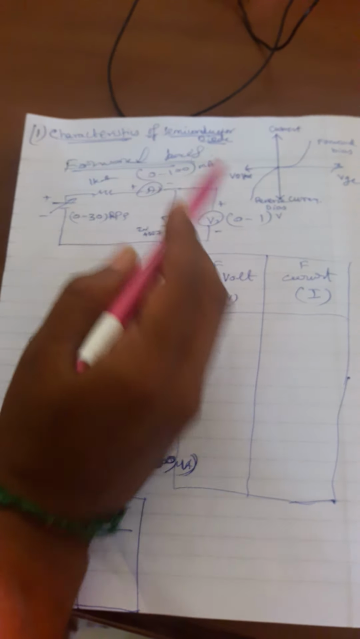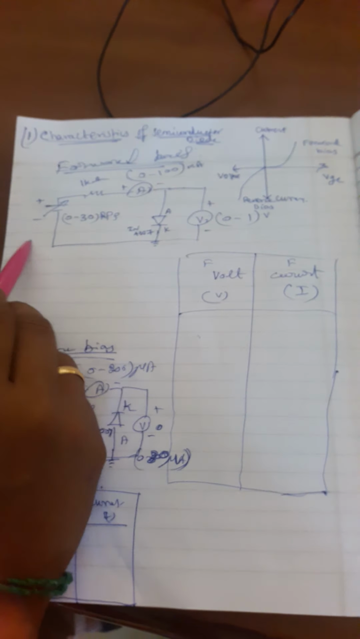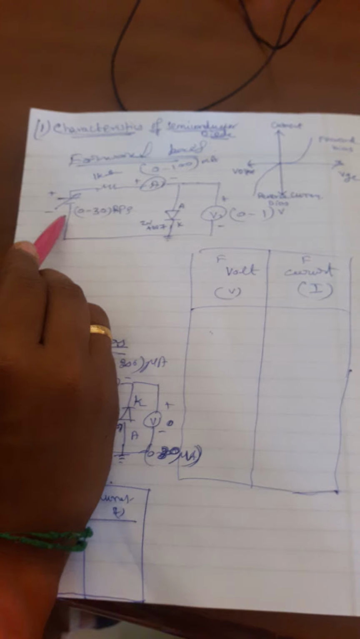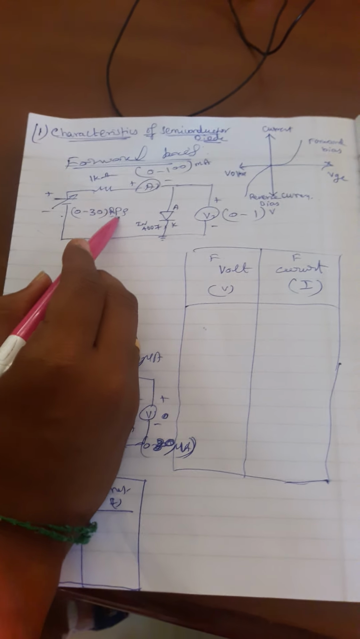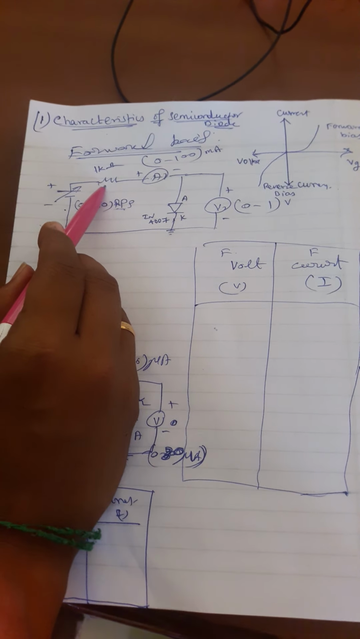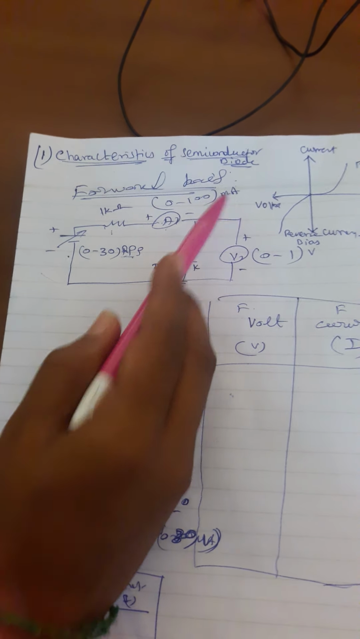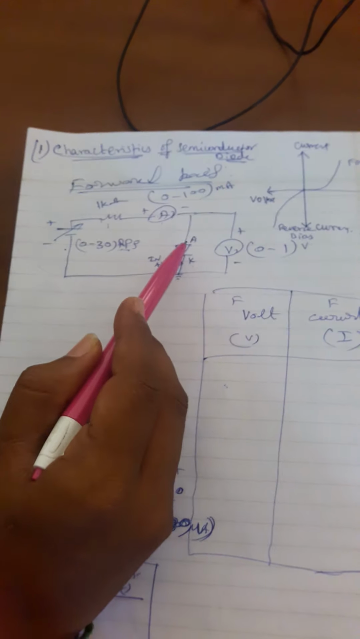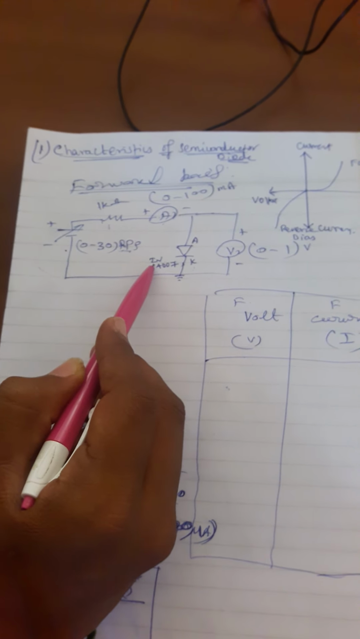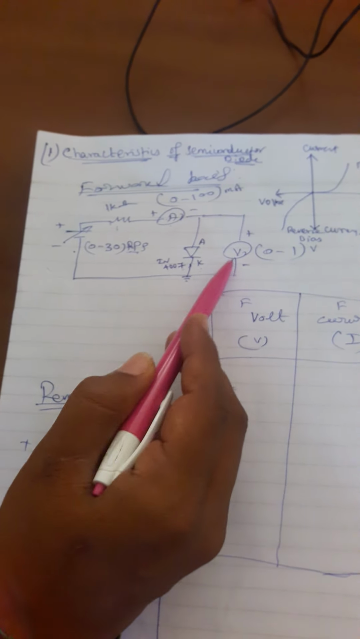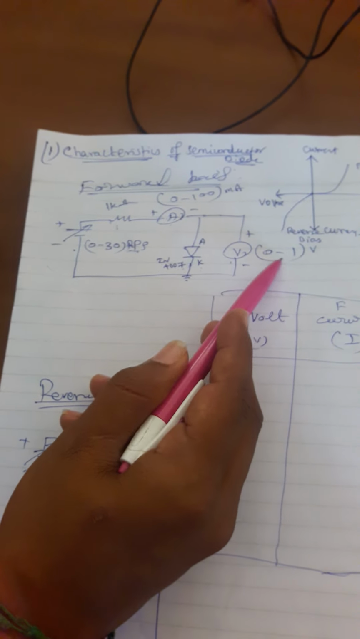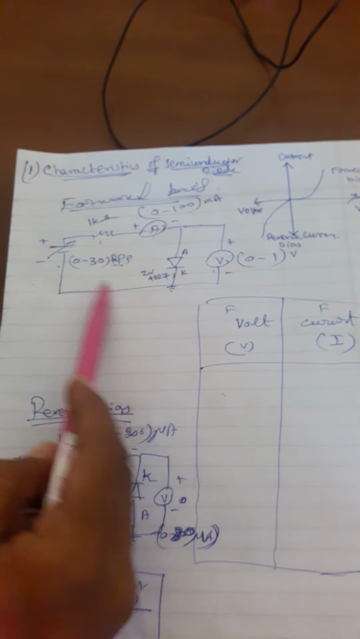This is the circuit diagram of forward bias. This one is RPS, regulated power supply. Next one is a 1 kilo ohm resistor, and then an ammeter with range 0 to 100 milliamps. That one is called the diode, with anode and cathode; the number is IN4007. Then the voltmeter, with range 0 to 1 volt. This is your forward bias circuit diagram.